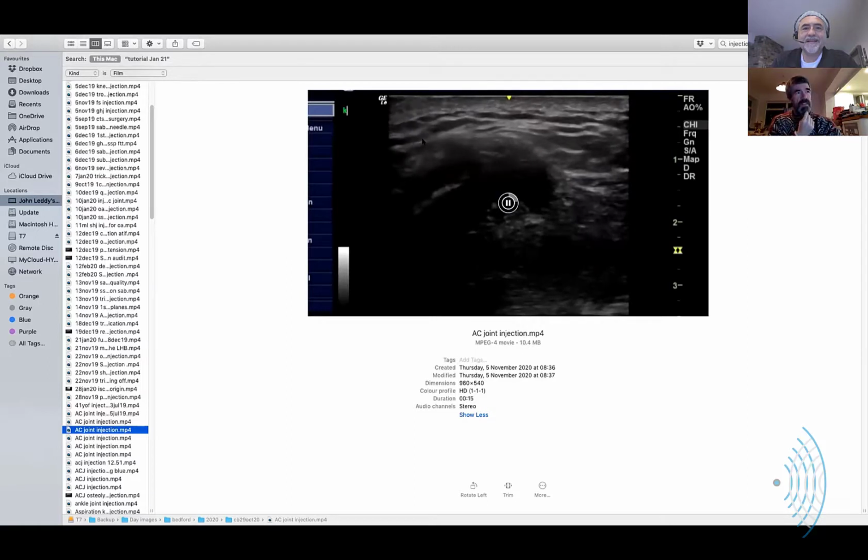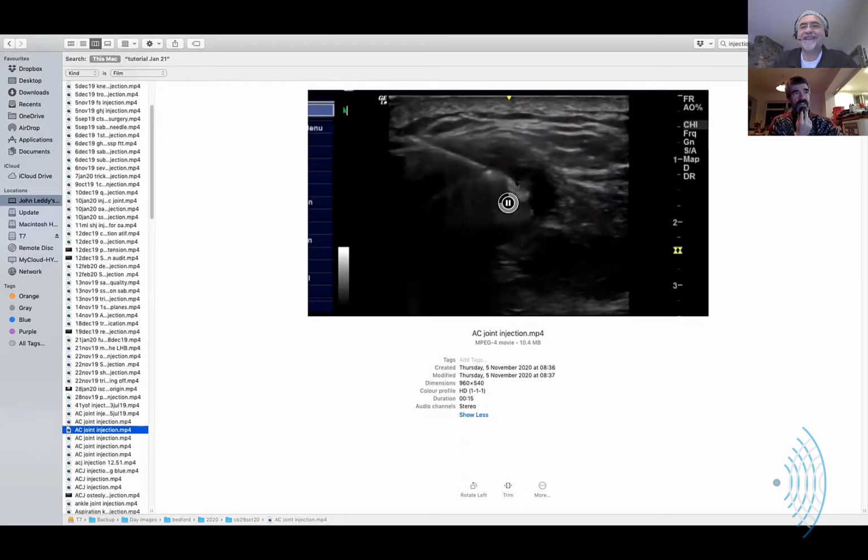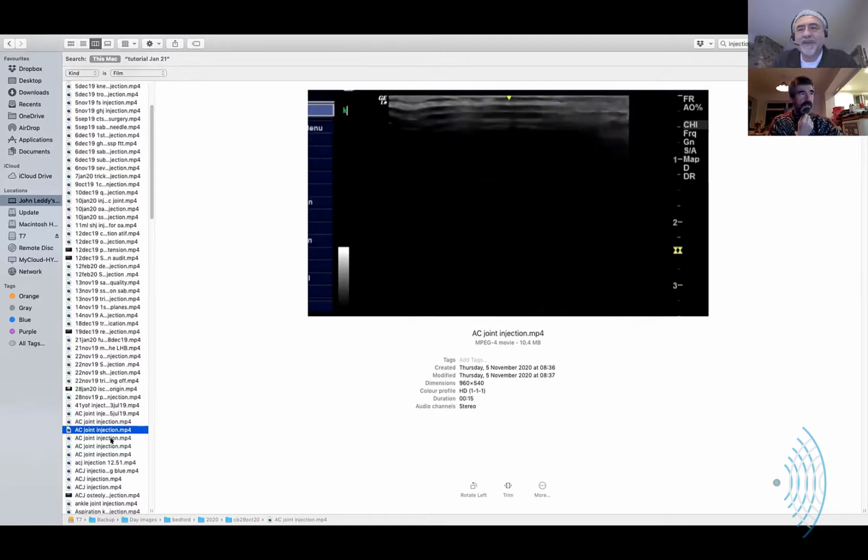And you see there, I've missed, so I've gone too high, so I can reposition my needle, and then if I'm in the right place, then the fluid goes in very nicely, and you just see the whole joint swell up. Really cool. I want to be you.